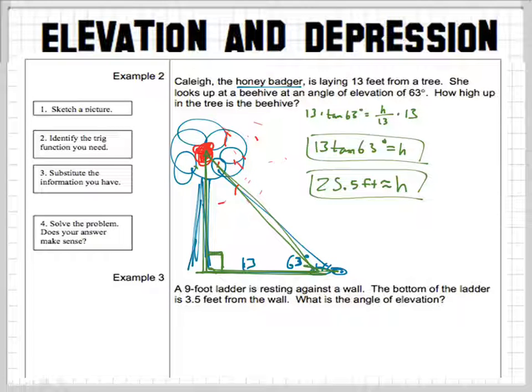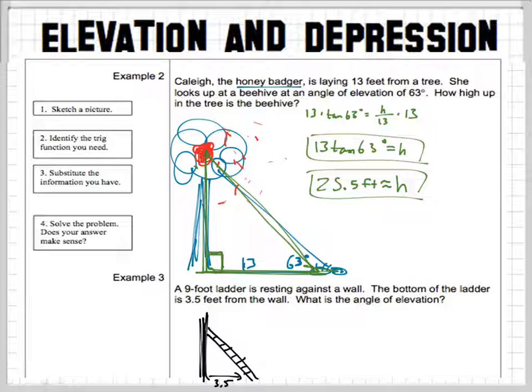Now if I read the next one and draw a picture, it might look something like this. We need a wall. The ladder is resting against it. The bottom of the ladder is 3.5 feet away from the wall. So a ladder like that is resting against it. I'm going to draw little rungs because it's a ladder. That's a pretty good ladder, and it's 3.5 feet away from the wall.